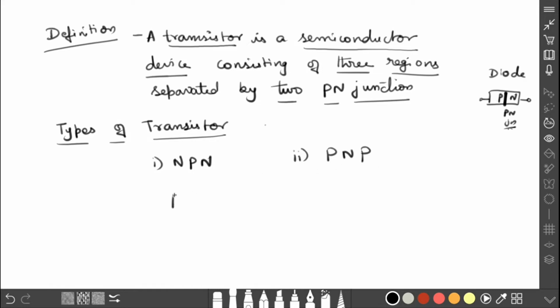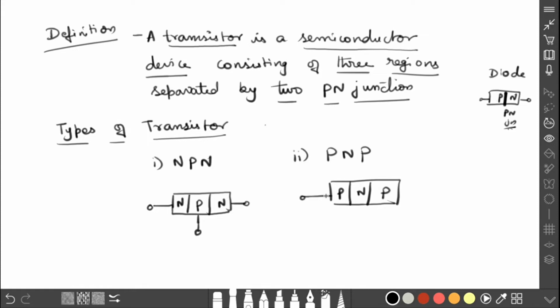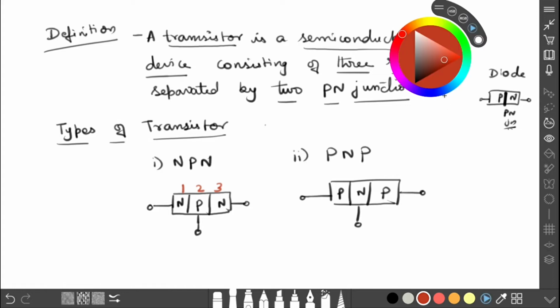So let me draw the small symbol to represent how it consists of three regions and two junctions. Now you see, the first region is N, the second region is P, and the third region is N again. See the second one also has three regions: the first is P, the second is N, and the third is P. So now you can understand it consists of three regions and three terminals: first terminal, second terminal, and third terminal.